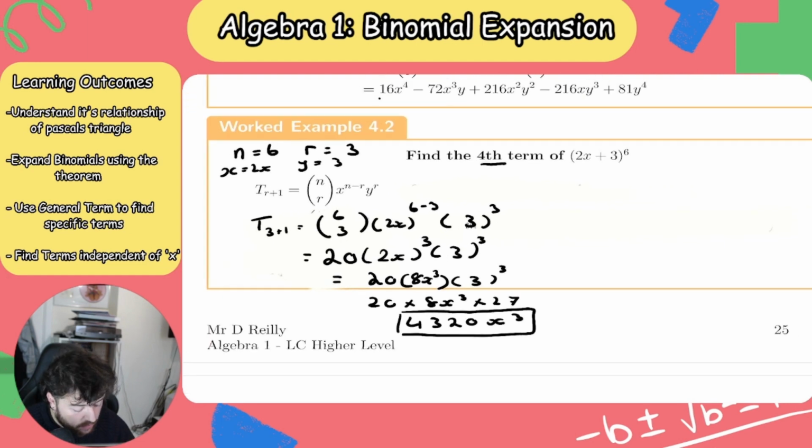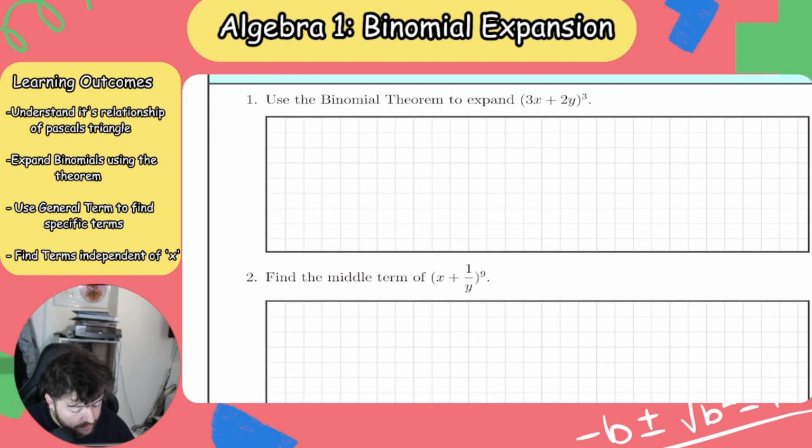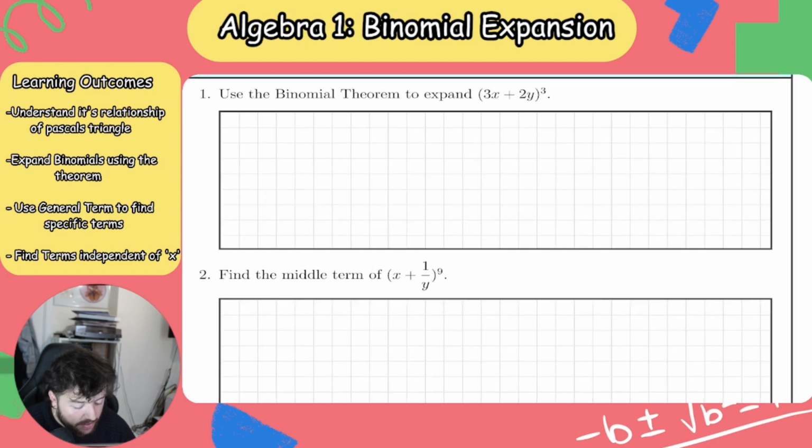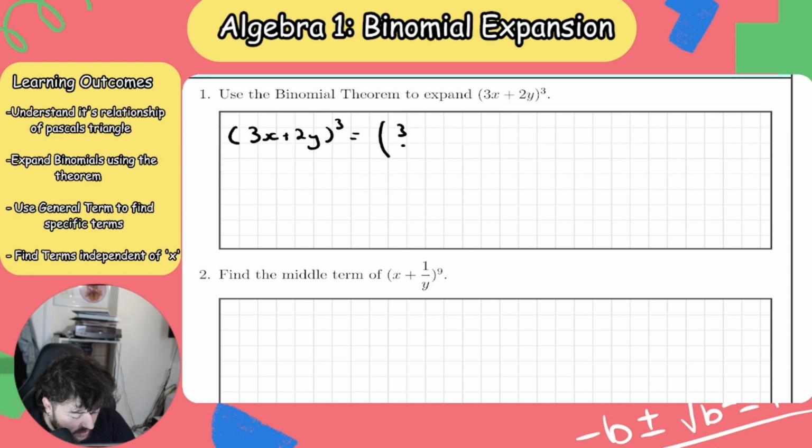So let's look at some more examples here before we move on to the harder stuff. I have two examples here. Use the binomial theorem to expand (3x plus 2y) to the power of 3. So again, (3x plus 2y) to the power of 3. So we start off, I have 3 choose 0.